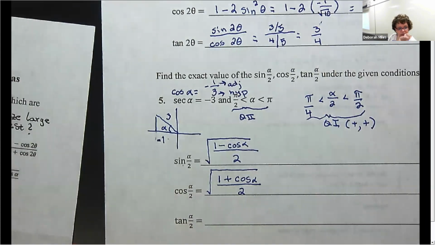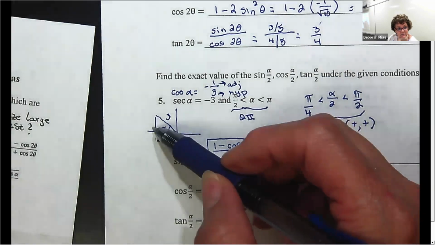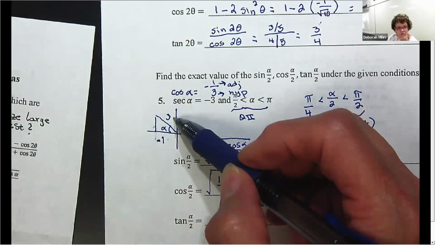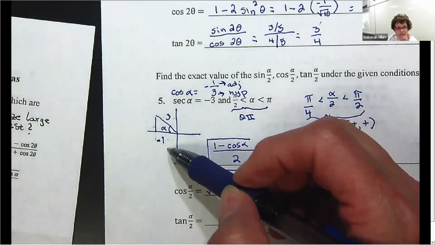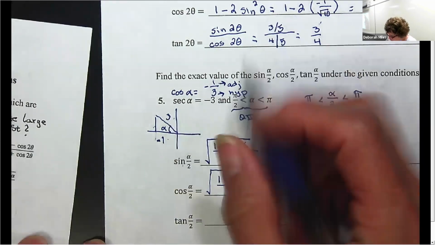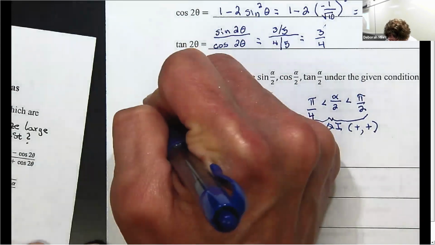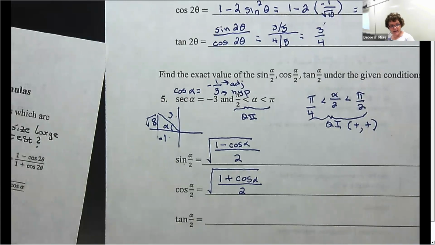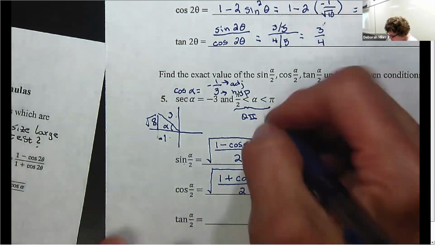Is it square root of 10 or square root of 8? When I'm missing a leg of a right triangle, I say square root of hypotenuse squared minus leg squared. 9 minus 1 is 8. So that's square root of 8. Now I could write it as 2 square root of 2. I'm not going to yet, and I think you'll see why.